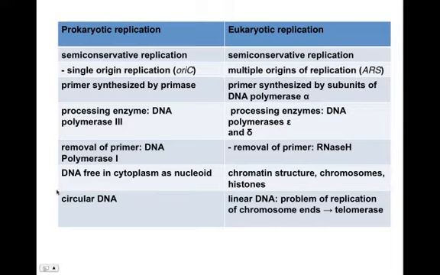The structure of DNA is also different between the two organisms. In prokaryotic DNA, the DNA is circular, similar to a plasmid, whereas in eukaryotes, the DNA is linear. The linear nature of DNA in eukaryotic cells generates a problem at the end of chromosomes. This problem is solved by an enzyme, telomerase, and we'll talk about that in a few slides.